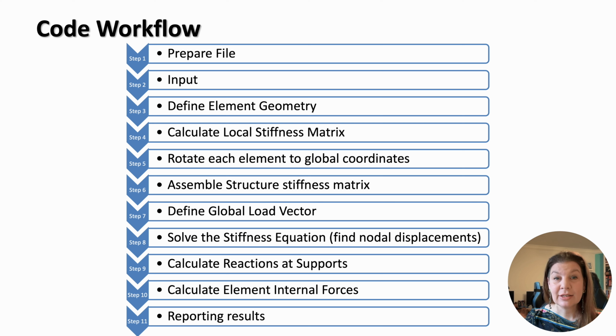The workflow then continues with computing element geometry, forming local stiffness matrices, rotating each element into global coordinates, and assembling the full global stiffness matrix. We then define the global load vector, apply the boundary conditions, and solve for the nodal displacements, and then recover the support reactions, compute the internal element forces, and report the full set of results.